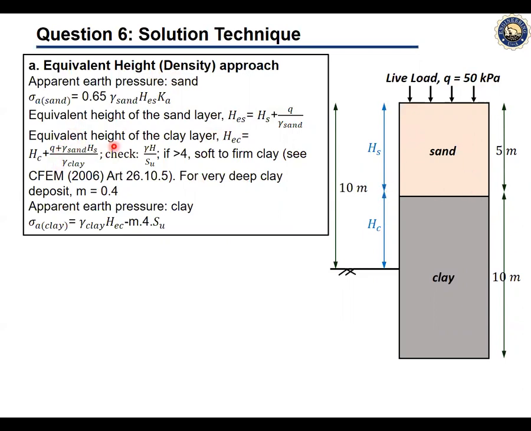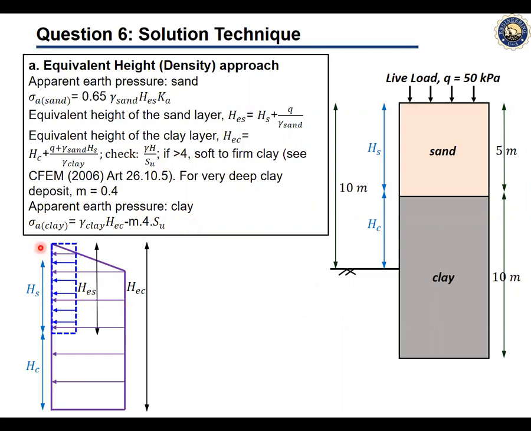We can find the equivalent height of the clay layer, HEC, equals this equation, and for that we need to also check the stability, gamma H over Su. If it is greater than 4, then it is soft to firm clay. For very deep clay deposit, M equals 0.4. So if we know the height of the clay layer, then we can find the apparent earth pressure in the clay using this equation.